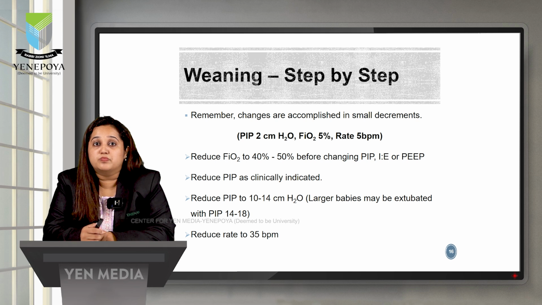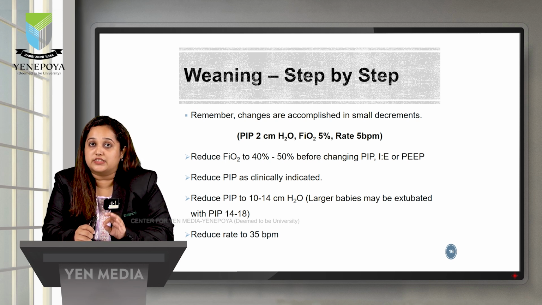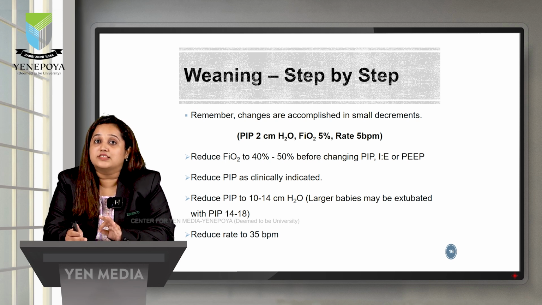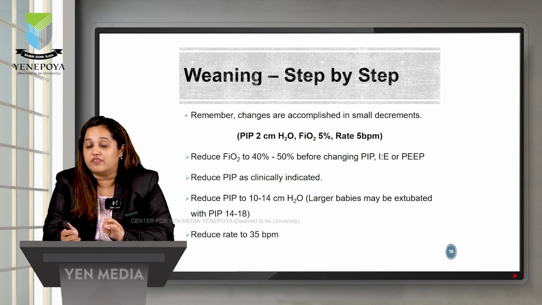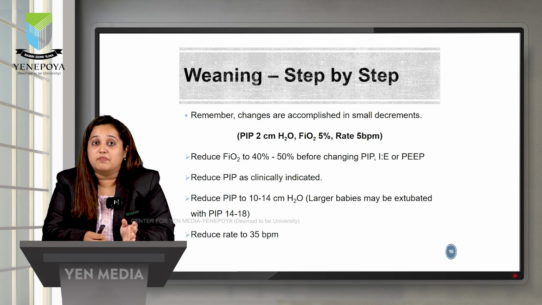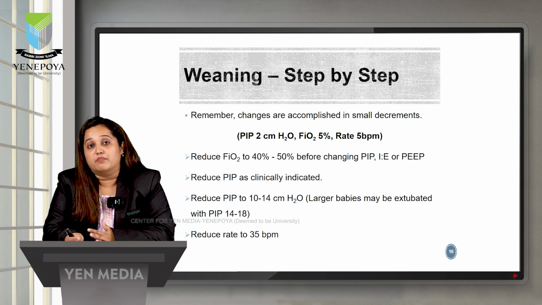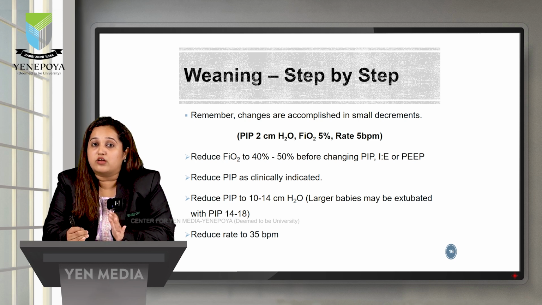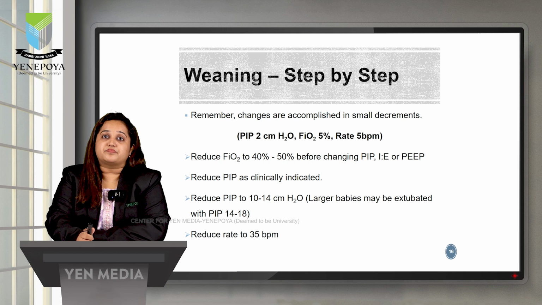The PIP should be in decrements of 2 centimeters of water, FiO2 should be in decrements of 5%, and the rate should be in decrements of 5 breaths per minute. If you can follow this decremental rule 2-5-5, then definitely you can have a very smooth weaning process, thereby not placing a lot of burden on the baby and also trying to reduce the work of breathing of the baby.